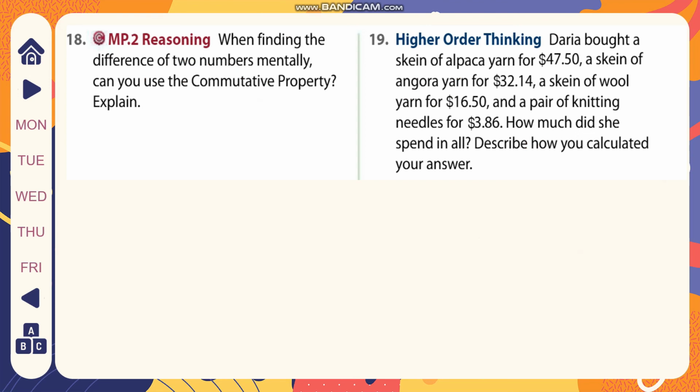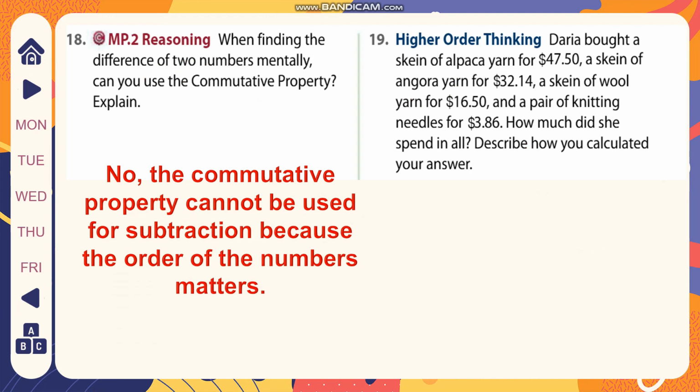Number 18. When finding the difference of two numbers mentally, can you use the commutative property? Explain. The answer is no, because the commutative property cannot be used for subtraction because the order of the numbers matters. And for question number 19, Daria bought a skein of alpaca yarn for $47.50, a skein of Angora yarn for $32.14, a skein of wool yarn for $16.50, and a pair of knitting needles for $3.86. So how much did she spend in all? Describe how you calculate that.